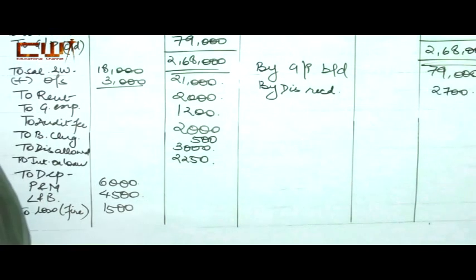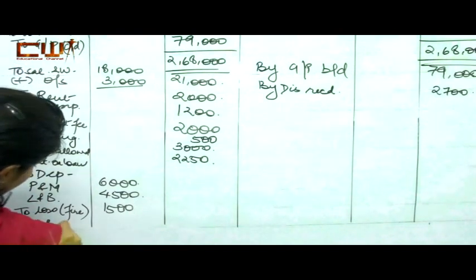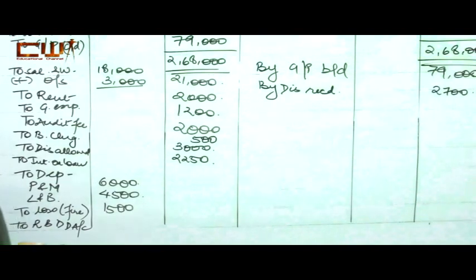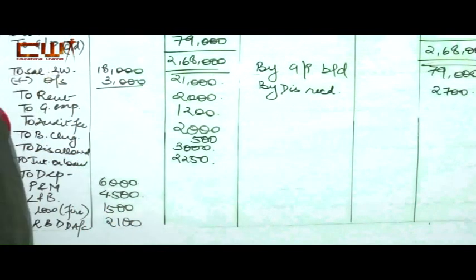What next? You have the new bad debts. They have said anything on bad debts? Yes. Provide 5% reserve on doubtful debts or sundry debtors. Sundry debtors amount to 42,000. 42,000 you have to provide 5%. So you write to reserve for bad and doubtful debt account. See, you have 5% on debtors, that is 42,000. So that will come out to be 2,100.